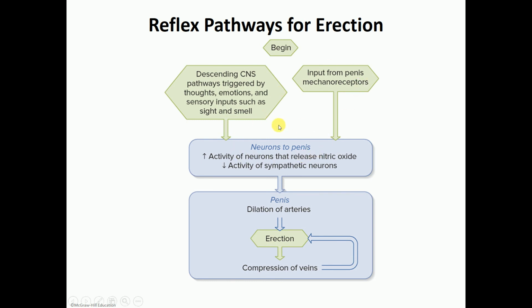Okay, the neurons in the penis are going to, first off, inhibit the sympathetic neurons. There's also the stimulation of neurons that release nitric oxide. Nitric oxide is a gas. So these neurons release a gas neurotransmitter. Nitric oxide is a vasodilator. So that would lead to the dilation of the arteries in the penis. And because of that dilation, more blood comes in, which also compresses the veins. Remember, the veins have a thin wall compared to arteries. And that is actually going to lead to an erection.